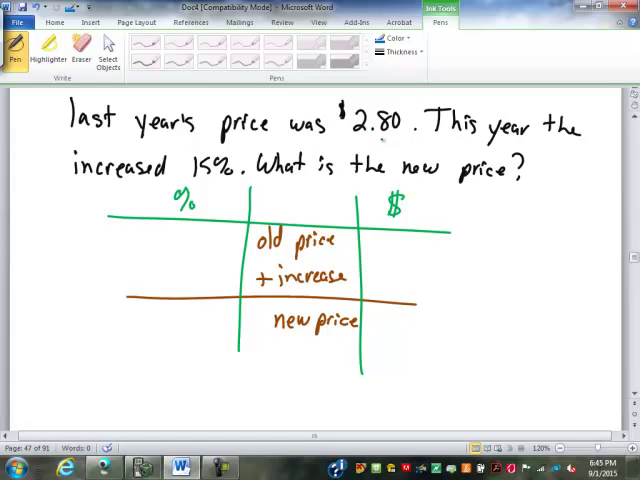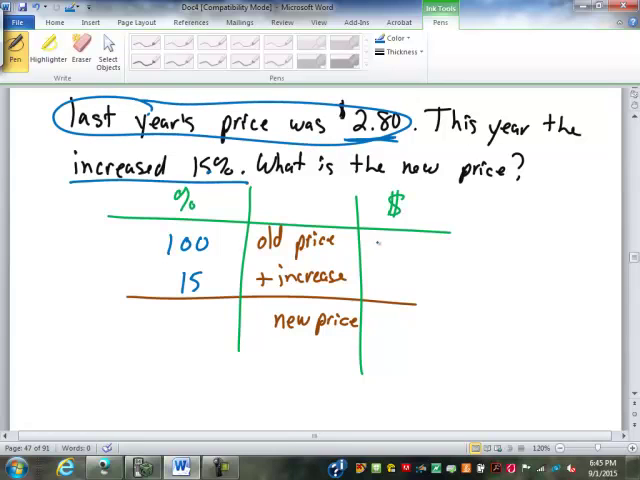So we look at our problem. We have 15%. The 15% is the increase, increased by 15%. And of course, what else do we always have with the percent? The 100, which is always the starting value or the whole amount, the initial value. In this case, the old price. So we have the 100 and the 15 over there. On the other side, what do we have? Well, we have $2.80. Which one of those amounts is that? Last year's price. That is the old price.